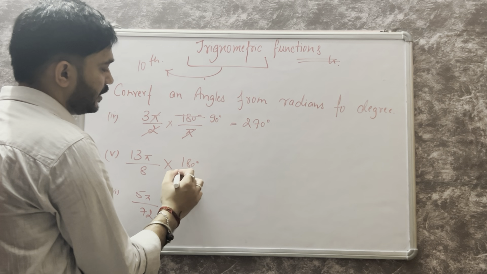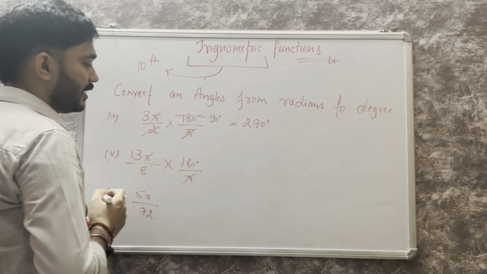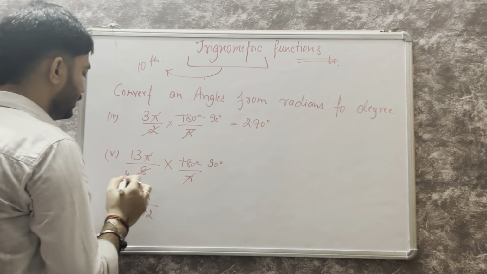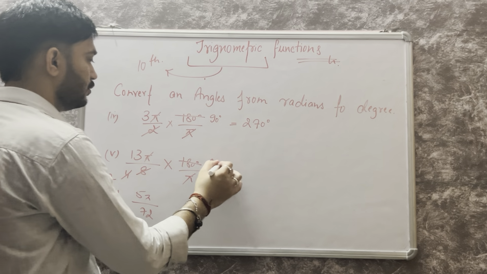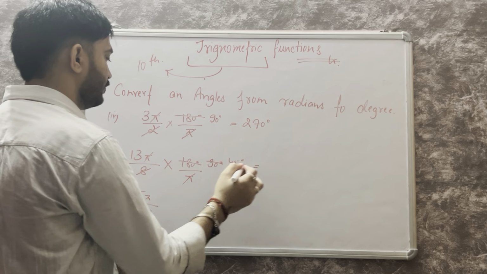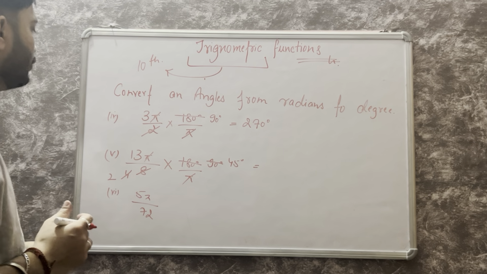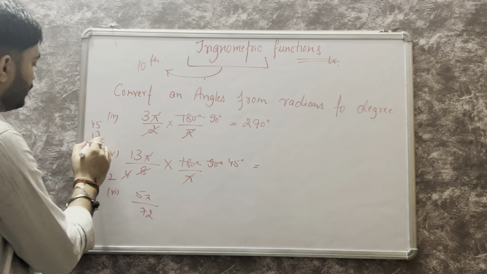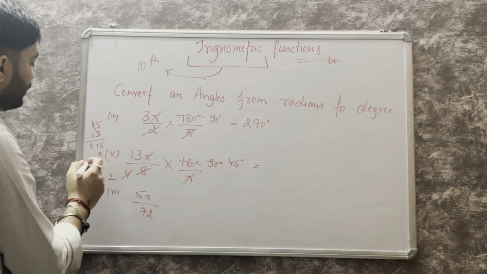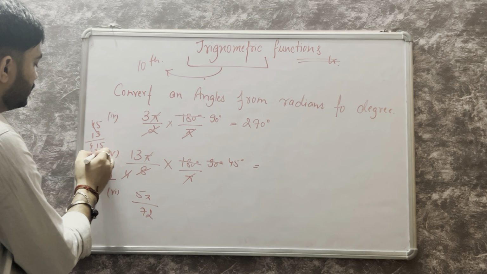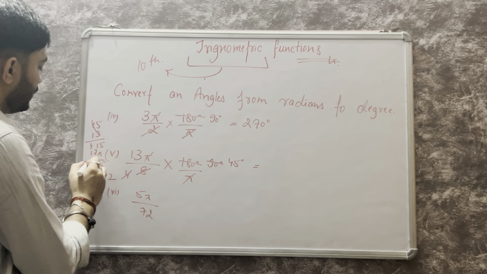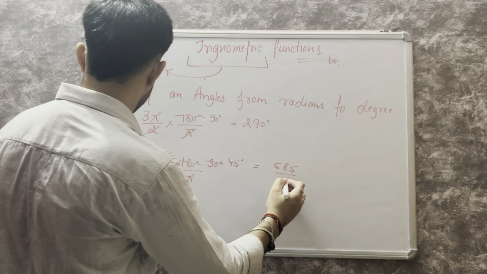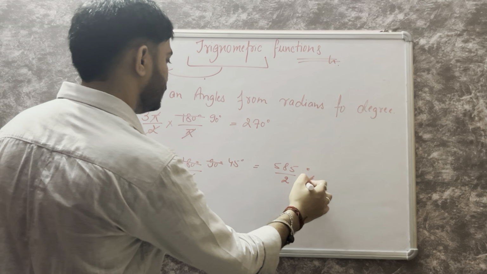Multiply the number by 180 degrees divided by pi. Pi and pi are going to be cut. Divide the number 180 by 8 to get 45 by 2. Multiply 13 into 45, which gives 585 by 2 degrees is the answer.